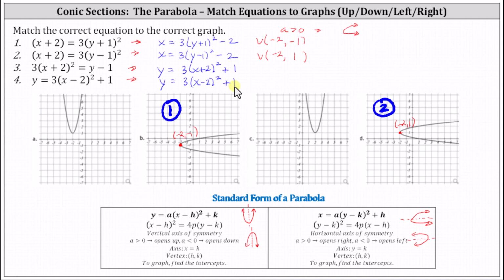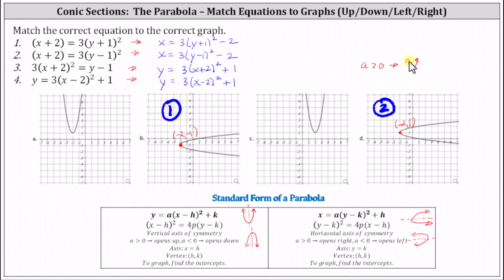Let's go ahead and clear the information from number 1 and number 2. And now focusing on number 3 and number 4, because the x part is being squared, we know the parabola has a vertical axis of symmetry and will open up or down. And for number 3 and number 4, we have a is greater than 0, or positive, which indicates in both cases the parabolas open up.